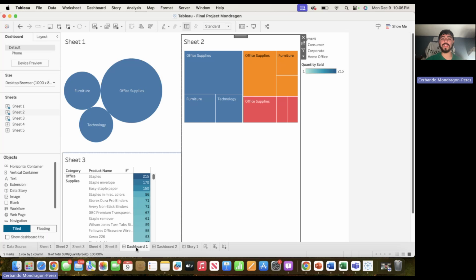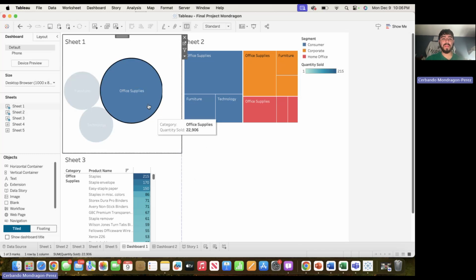Going into my dashboards, my first dashboard is just an overall view of the first three sheets. Just going a little bit more in depth into what category was popular, what segment, or what product.